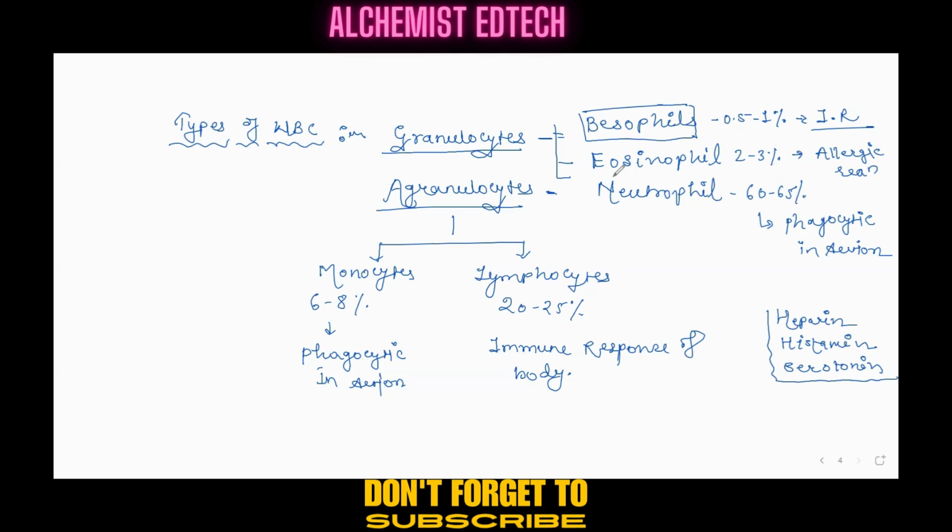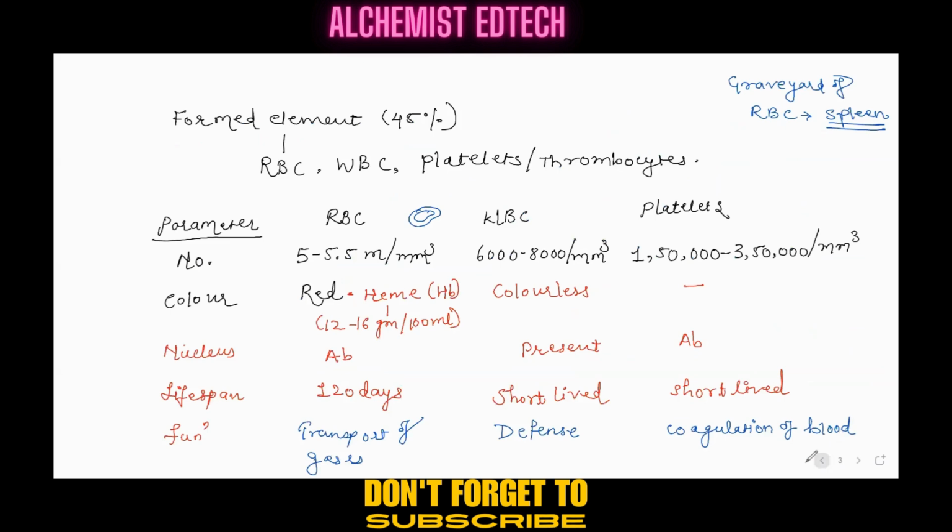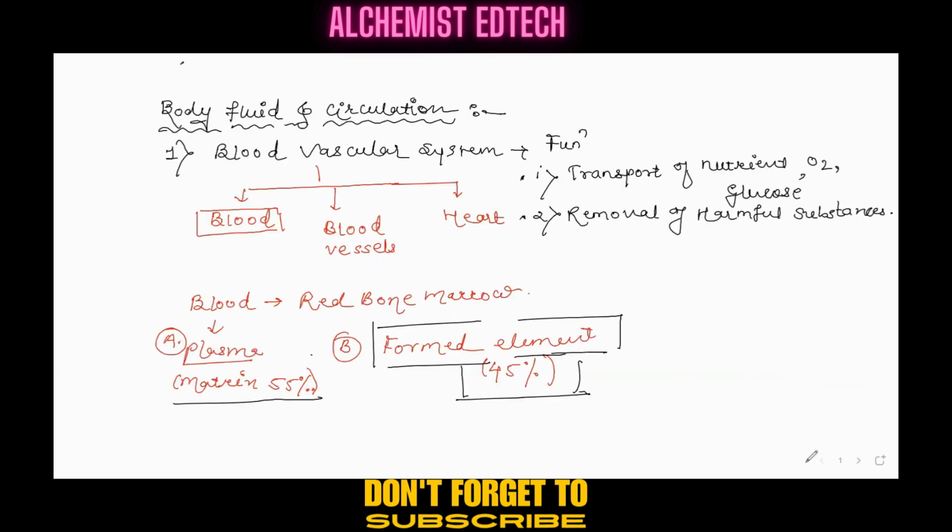Got it? So this is about the blood vascular system. Here we have completed the first topic, the blood vascular system. In the next session, we are going to discuss the blood clotting mechanism and blood coagulation, also blood group. Bye.